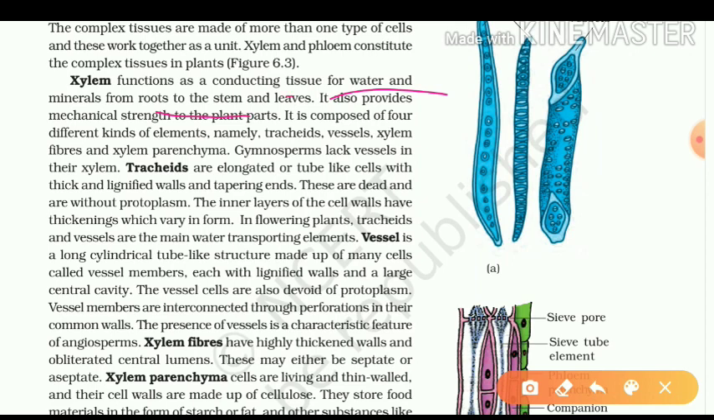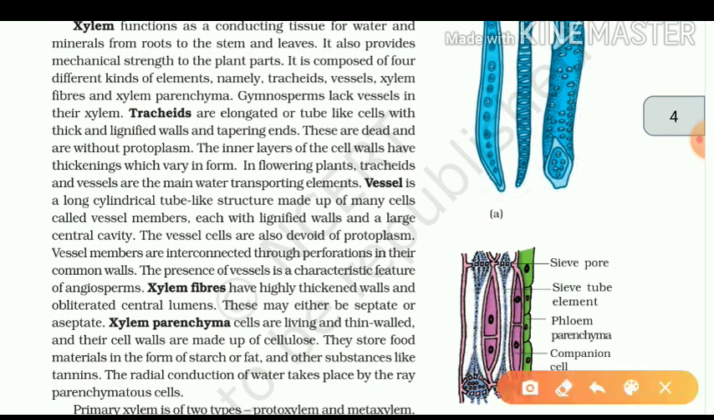So this is the only pathway which transports water from roots to the tip of the leaves. So very important guys, and please note this point. It also provides mechanical strength to the plant parts. It is composed of four different kinds of elements: tracheids as well as vessels, xylem fibers as well as xylem parenchyma. So guys, basically gymnosperms lack vessels.